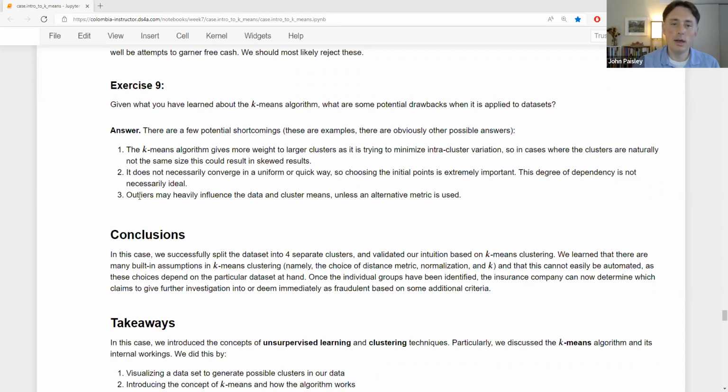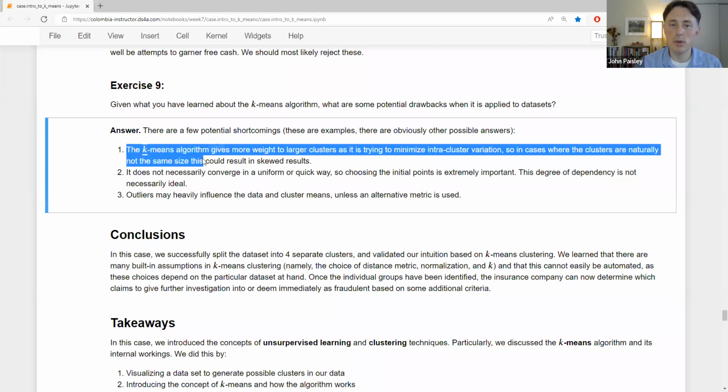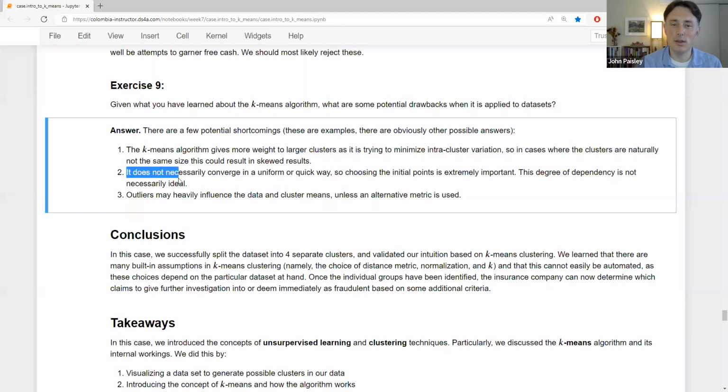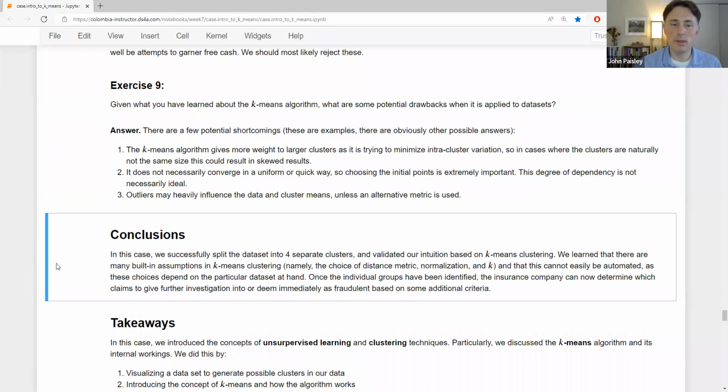And then finally, outliers. This is the key. I would say this is the most important issue. This is the second most important issue. And this is a distant third. But by far the most important issue is considering whether or not you have outliers, because that can heavily impact what you learn.